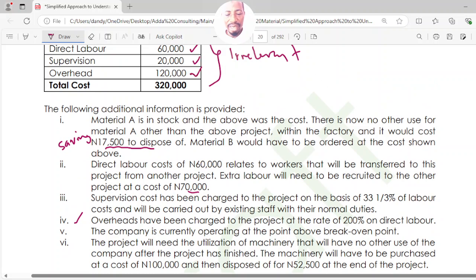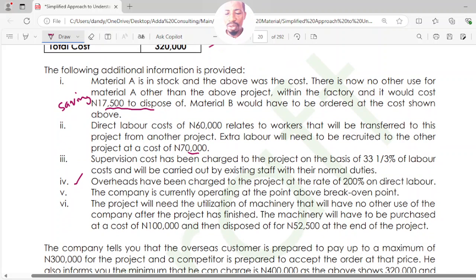So if that is the case, is that overhead of 120,000 naira relevant or irrelevant? Certainly it is not relevant, because there are two types of overhead. We have variable overhead and fixed overhead. Only the variable overhead is relevant, the fixed overhead is irrelevant. In this question, the examiner did not tell us which kind of overhead this is. Our assumption here is that this overhead is a general overhead. Therefore, we ignore it. It is not relevant.